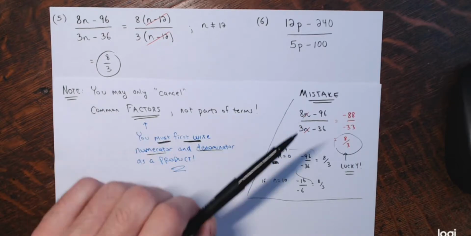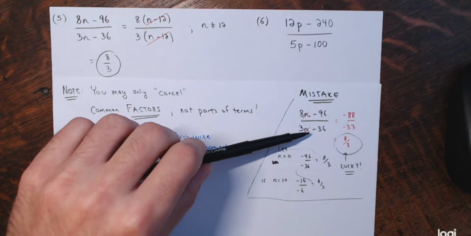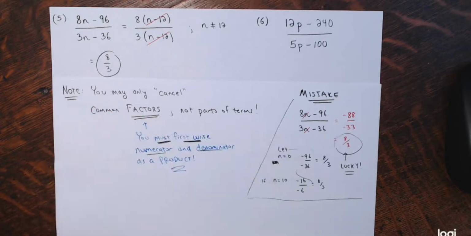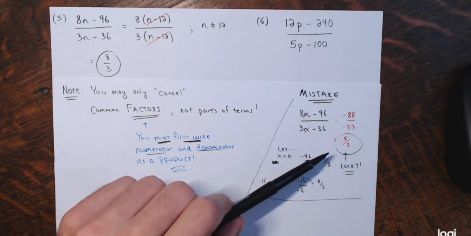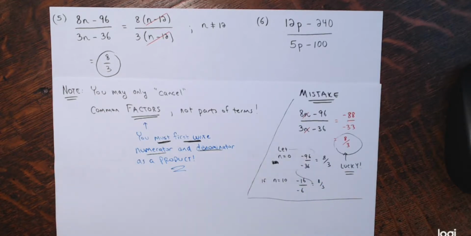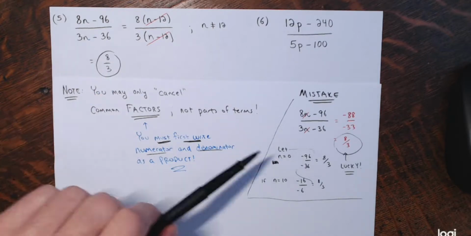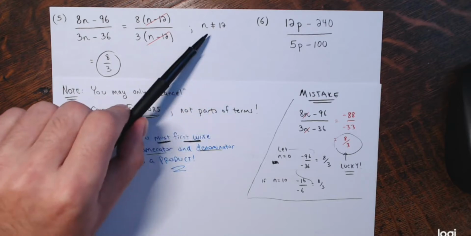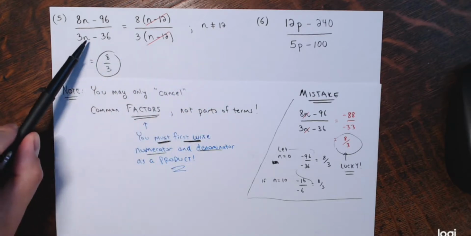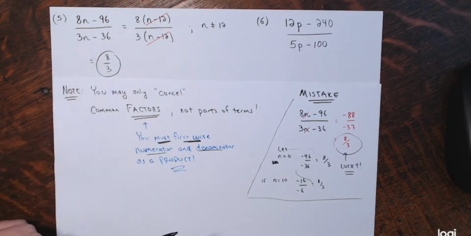Alright. So yeah, like I said, this was a bad example to show you that that's a bad way of canceling. Because even if you canceled poorly, you'd stumble across the correct final answer. But again, that's very, very lucky. That will not always happen. All right, and you saw when n was 0, we got 8/3. When n was 10, we got 8/3. The only time it won't work is when n is 12, right? When n is 12, you'd have divided by 0, and you can't do that.